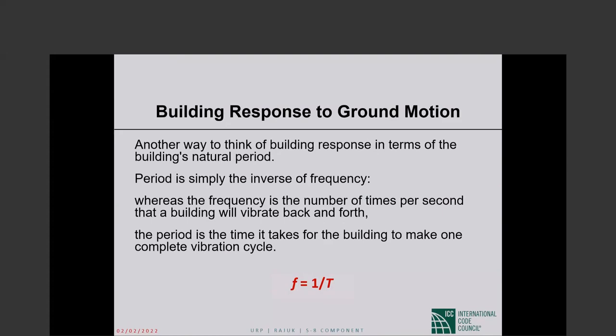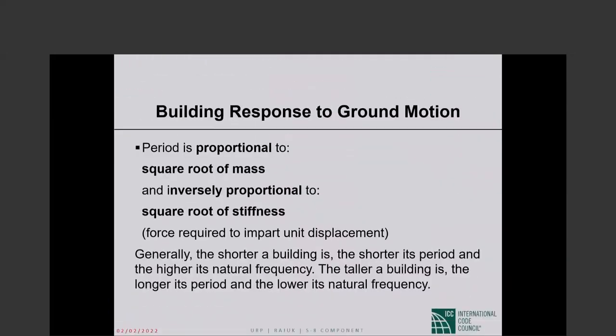Whereas the frequency is the number of times per second that a building will vibrate back and forth, the period is the time it takes for the building to make one complete vibration cycle. So very importantly, F, the frequency, in wind it was called N, remember, but we used F. Most engineers would use F. So F is equal to 1 over the period T.